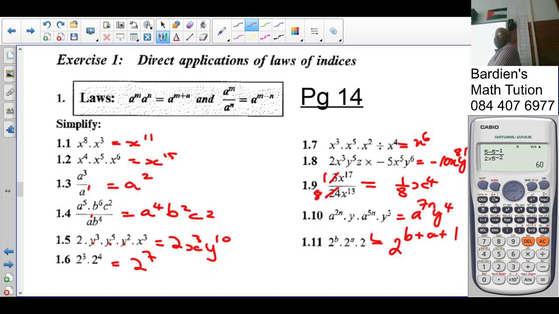Verstaan julle? Ja, ons verstaan. How do you say that in Xhosa? Ewe. Okay. Ewe. Right. You guys understand? Any confusion? Right.